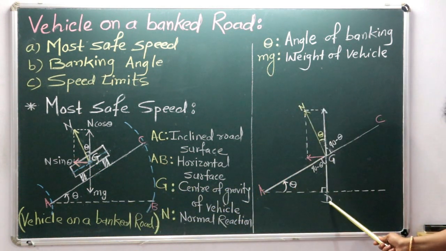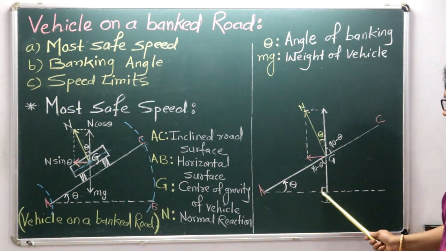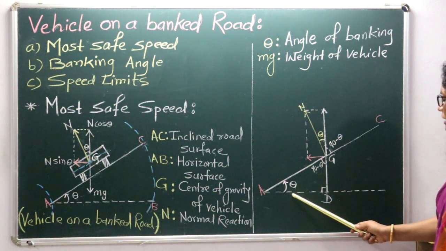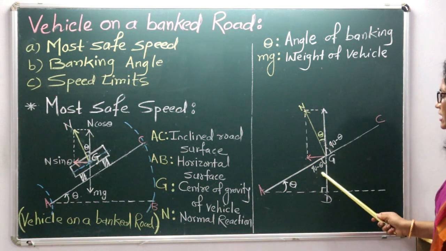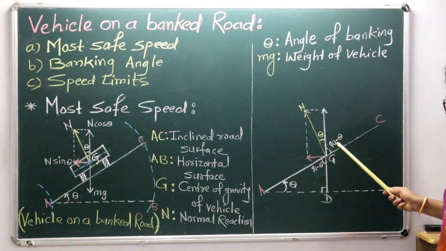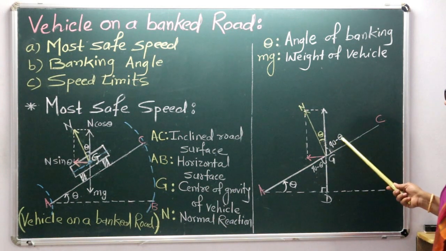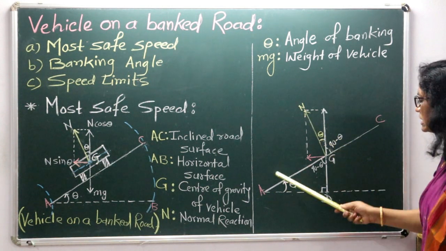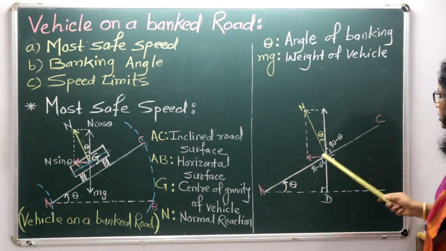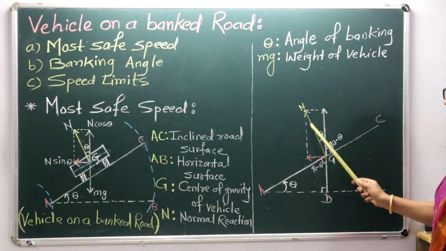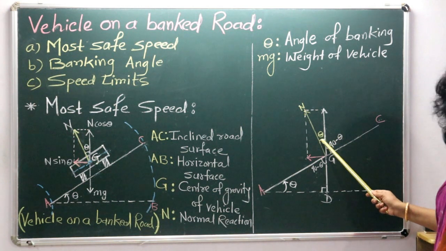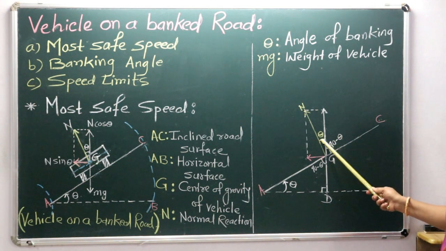Draw the point D. This angle is 90 degree and therefore this remaining angle is 90 minus theta here. This is opposite angle. This is also 90 minus theta. This complete angle is 90 degree because normal is exactly perpendicular to this road surface and therefore this is 90 minus theta, then this angle is theta here.